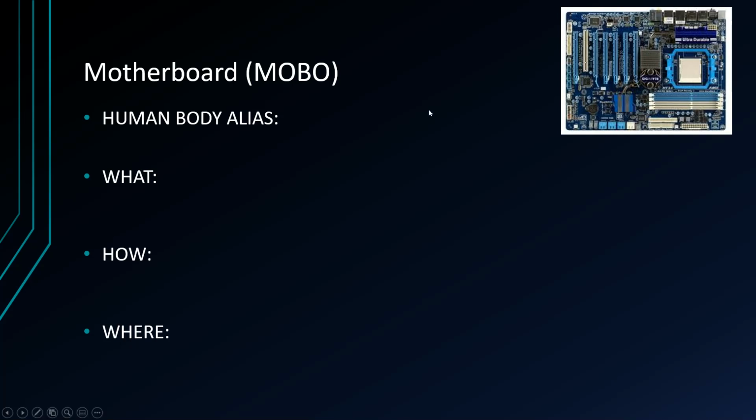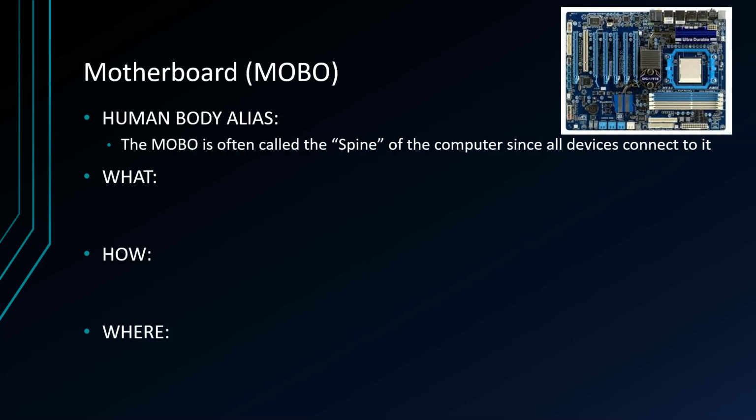First of all, the motherboard, or Mobo for short, although I've never actually heard anybody call it the term Mobo before. That is I guess the short form for it. So each one of these are going to have a human body alias. After all, the computer is very analogous to the human body, so we're actually going to use that as our tool. So the motherboard, its human body alias is our spine, or our central nervous system.